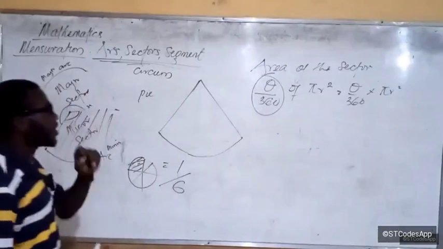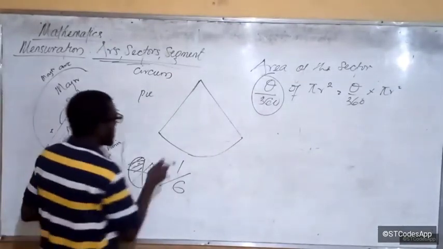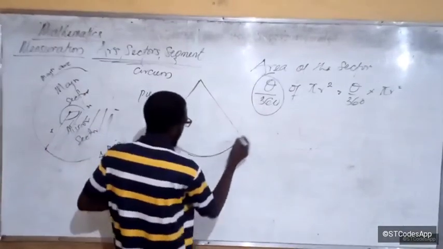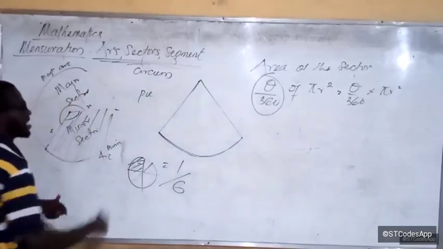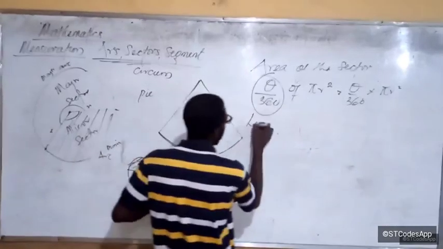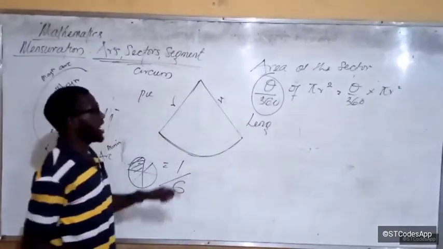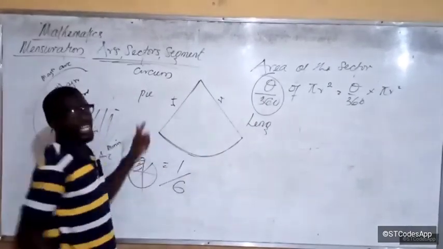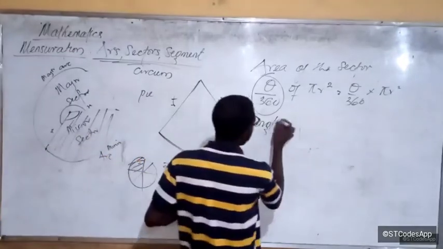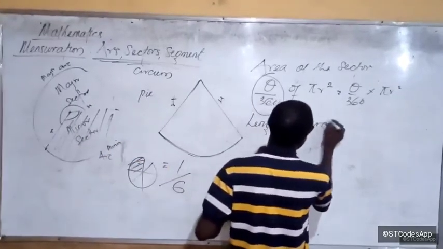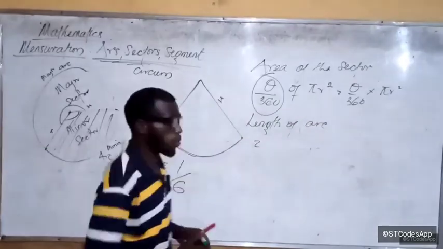Now, what if I were asked to calculate the length of this arc? The length. How long is this arc? Very simple also. The length of arc. Remember, this is our radii. And remember, they are going to be equal. Is that okay? They are going to be equal in magnitude. Length of an arc now is going to be how? It's going to be what?